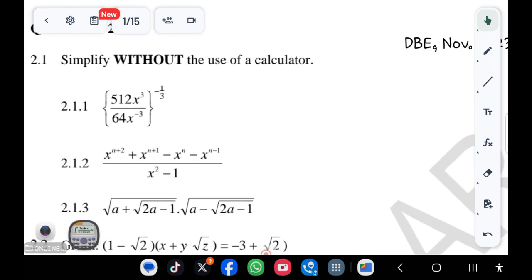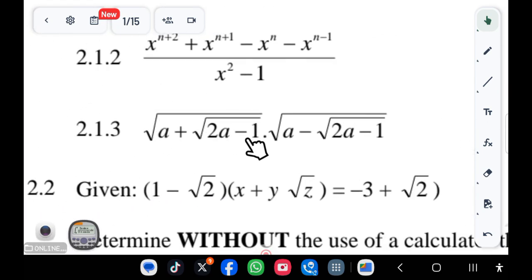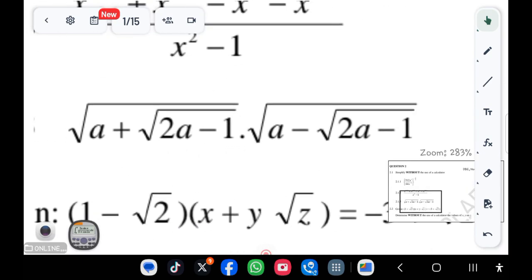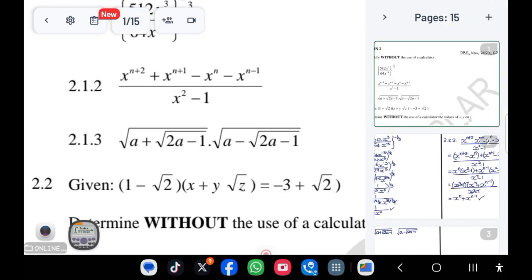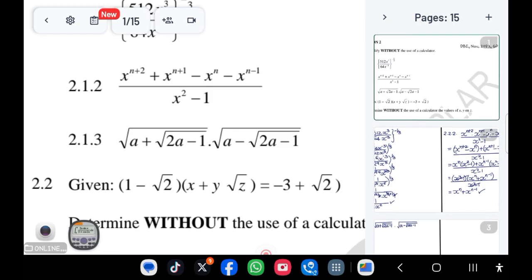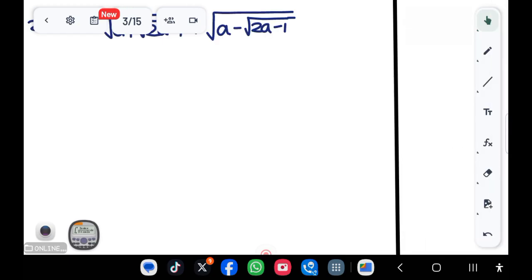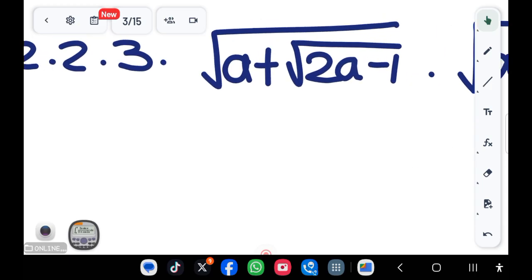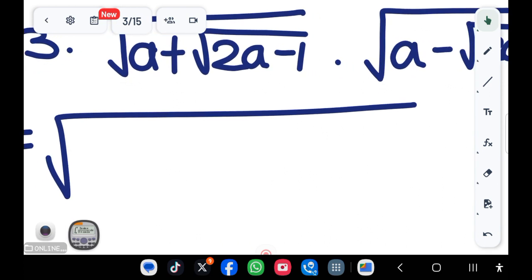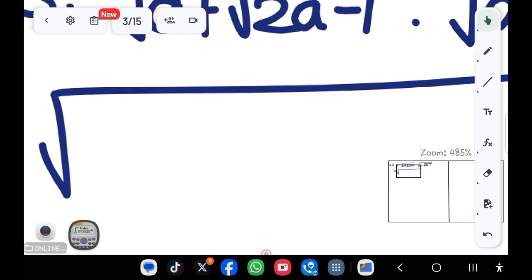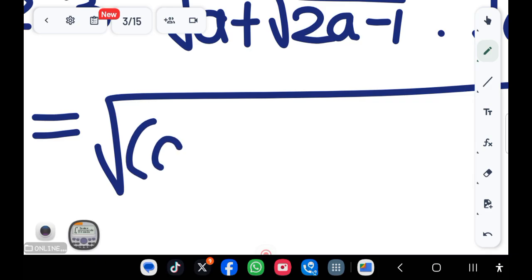2.1.3 goes: simplify without the use of a calculator, and you've got the square root of this times the square root of that. Now if you notice this, it's almost like a difference of 2 squares. We have a plus here and a minus there, so that makes it a difference of 2 squares. So what we do is we have everything under the same square root, and then we bring this together.